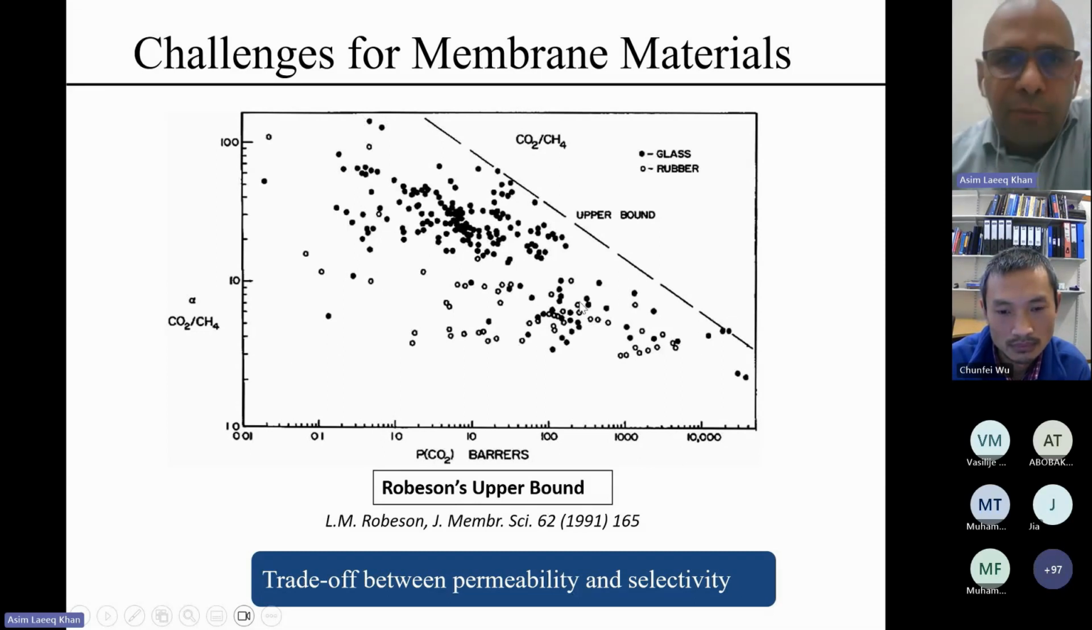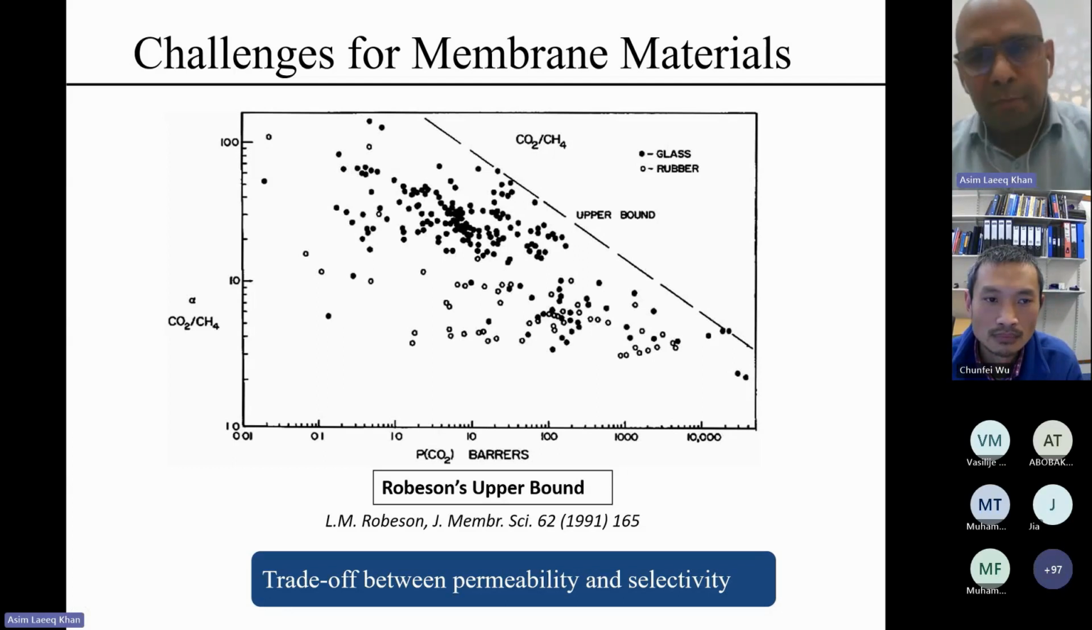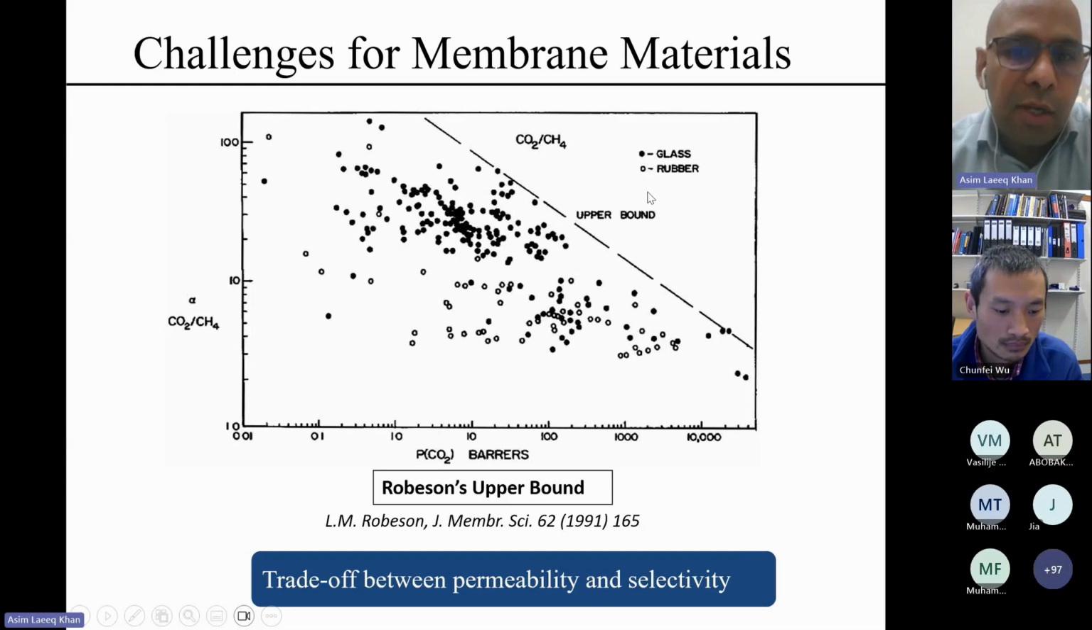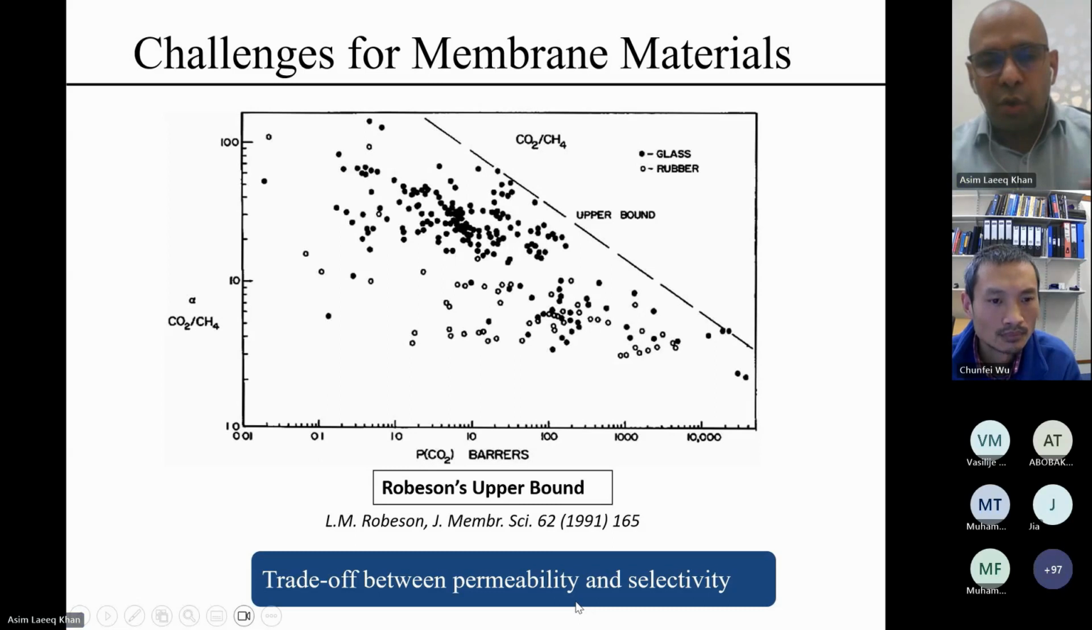It is said that if membranes have to find their way into the market, if we want to reduce the cost, and if we want to handle a very large volume of gases in a very small membrane area, we have to come up with membranes that have permeability and selectivity beyond this upper bound. We can have a membrane in this region by having a highly permeable and at the same time highly selective membrane. So this is one of the challenges for membrane researchers: to come up with membranes that overcome this trade-off between permeability and selectivity.